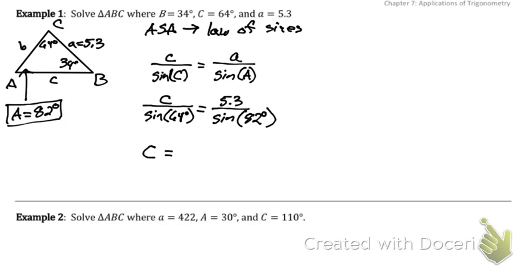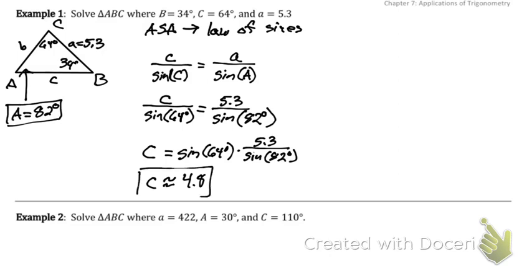And our C is going to equal sine of 64 degrees times that 5.3 over sine of 82 degrees. So you will definitely need your calculator for this stuff. And correct me if I'm wrong, for people who have calculators, I would go ahead and do this if I was you. But I think I came out with about 4.8. It might be slightly off because I think I did it a little different. I found B last time.